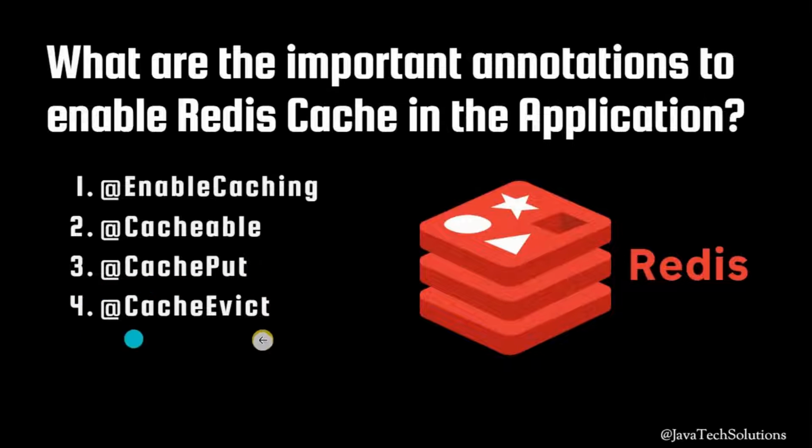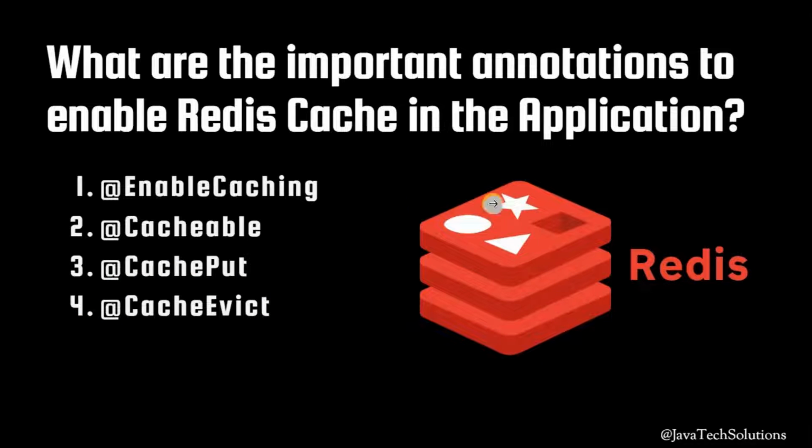And the next one is the cache evict. This is basically used to remove or clear the Redis cache while we are removing something from the database. Suppose we are trying to remove some data from the database, in this case we also remove data from the cache. So the cache evict basically refreshes the cache.